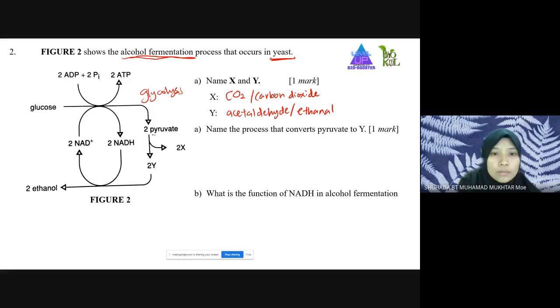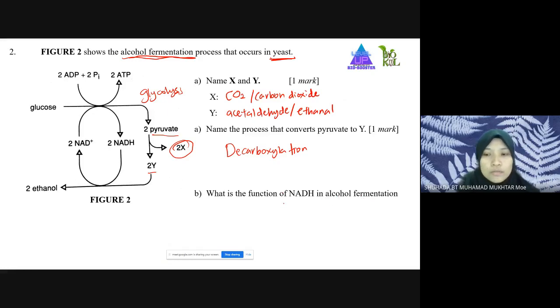Okay, name the process that convert pyruvate to Y. So CO2 keluar. So maksudnya ialah decarboxylation. Ingat decarbox. D ni maksudnya dihilang. So kalau dehydration hilang water kan. So ni decarboxylation maksudnya hilang carbon dioxide.